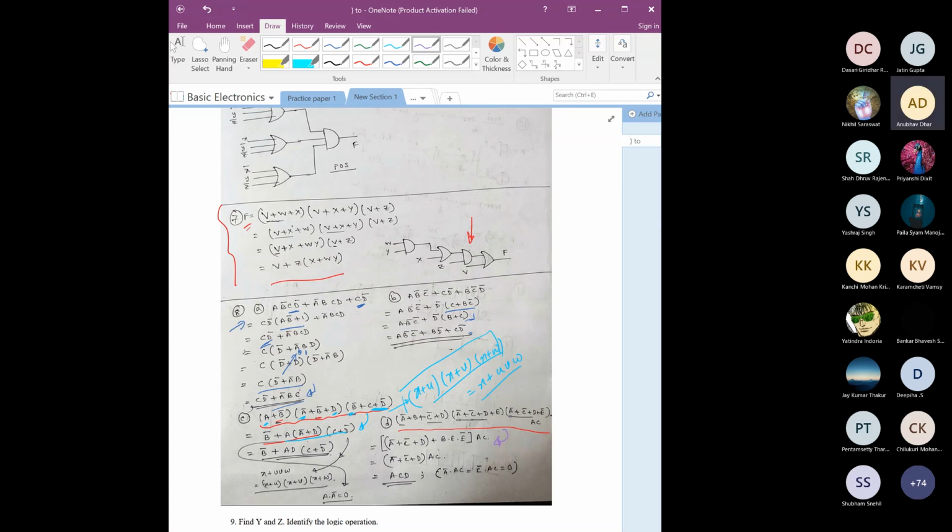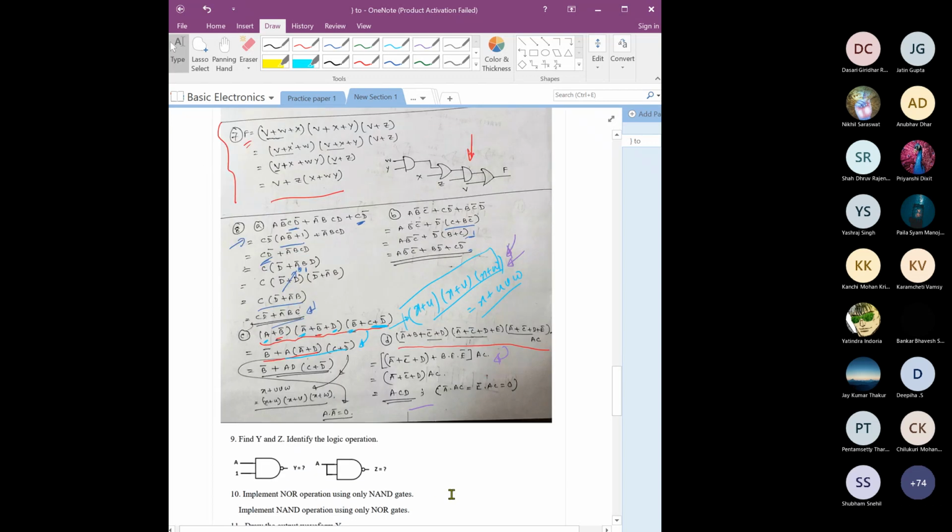Sir, the same property again, but this time we are taking A bar plus C bar plus D. Right, so the same property we are using and we are minimizing it, right? So remember that if something is given in this POS form, then there is a good probability that you have to use this type of function to minimize it.